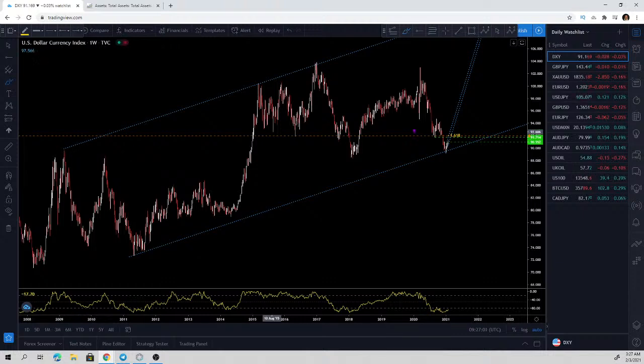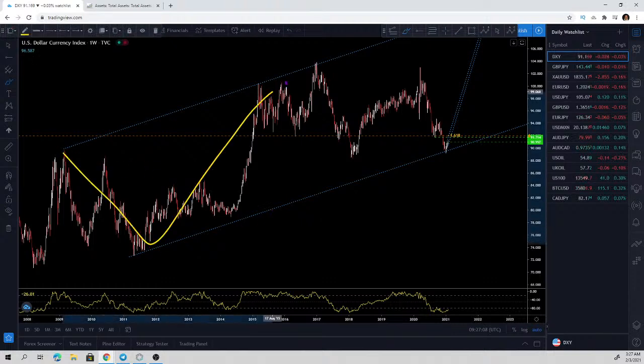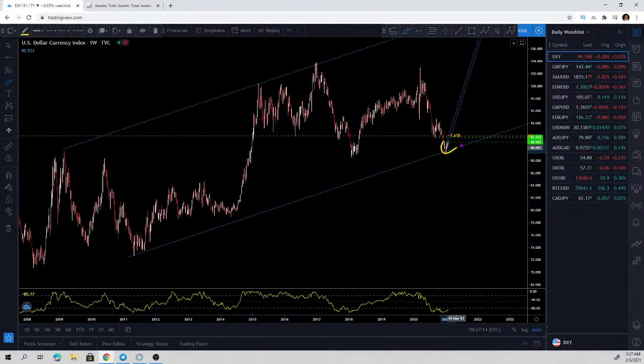And right now we are here, right? And you're looking at the weekly chart. So we are looking at a 12-year bullish structure that we are retesting. Now, having said that, fundamentally speaking, there is absolutely no reason to be bullish on the US dollar. But that doesn't mean that we could not have a short-term rally.